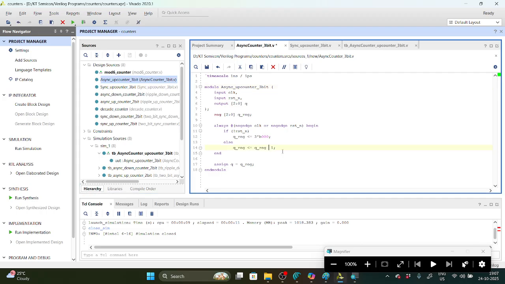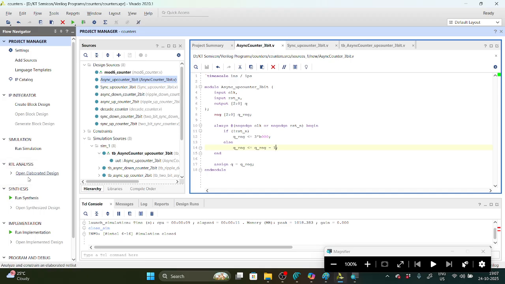So if I keep, I can give 1 also. I can use 1 tick binary 1 also. Anything it will take. So this is the down counter. I can change it, and I'm checking whether my design is acting as a down counter or not.